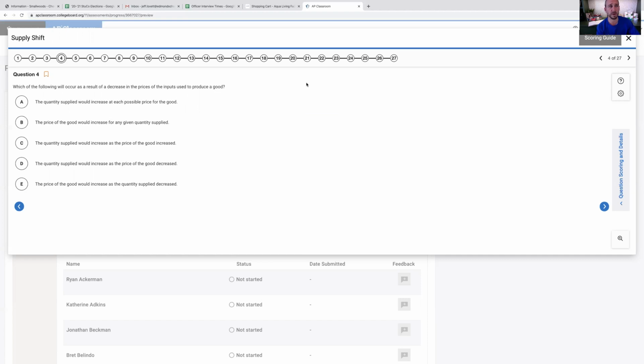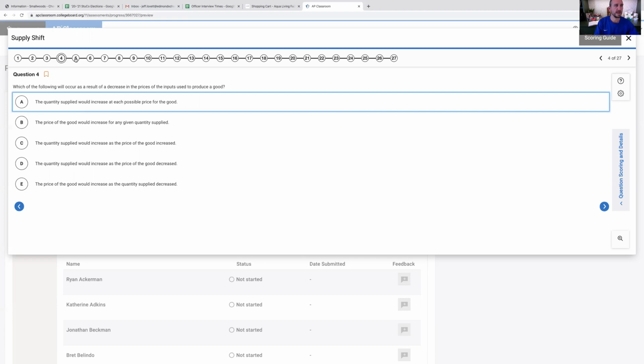So if you draw the supply and demand curve, if there's a decrease in the price of inputs, that's going to increase the supply, or the supply curve will shift to the right. When the supply curve shifts to the right, your answer should be A, that the quantity supplied would increase at each possible price. That is what happens when the supply curve shifts, is that the quantity supplied changes at every single price point, okay? So number four, your answer should be A.